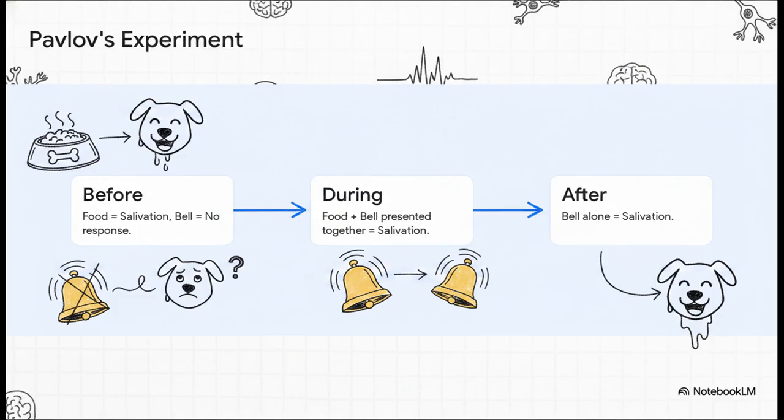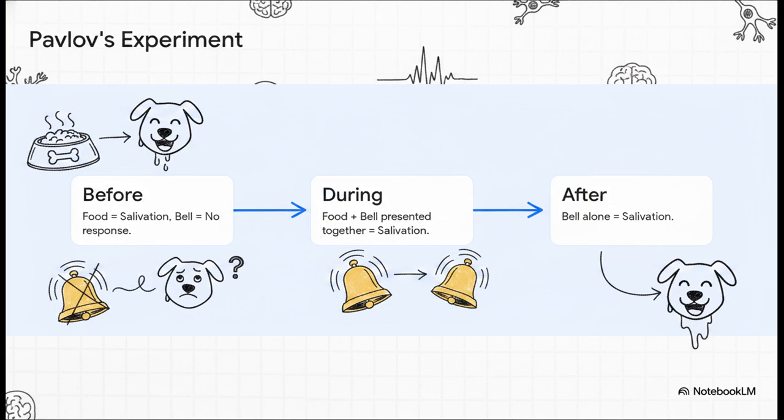Pavlov presented food, which is the unconditioned stimulus, and the dog naturally salivated. Ringing a bell? Absolutely no response. Makes sense, right? Then we get to Step 2, during conditioning. He presented the food and the bell together. The dog salivates, mostly because of the food.